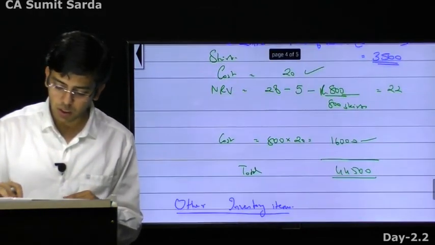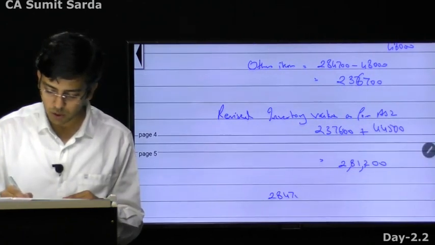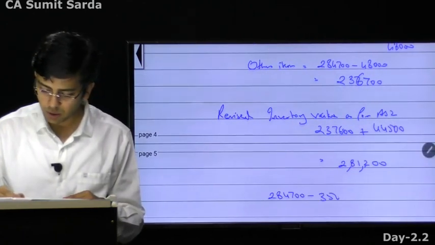So the inventory that is reflected in my books at 284,700, I'll deduct 3,500 from it.